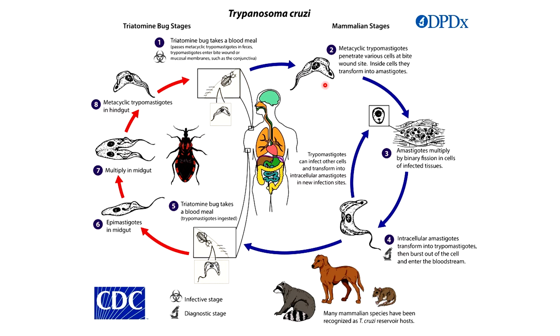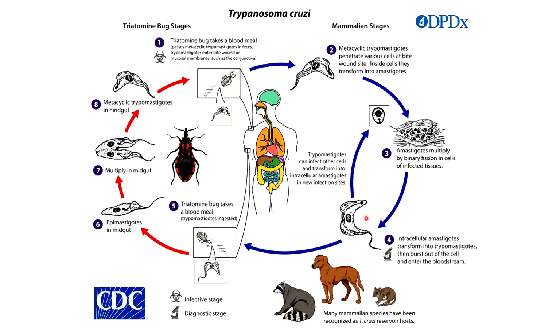Once the metacyclic trypomastigotes have entered the body through the wound site, they enter tissue cells. Once they enter those tissue cells, they transform into amastigotes. Here they are. They're these very small organisms. The amastigotes multiply by binary fission within tissue cells. Eventually the intracellular amastigotes, the amastigotes within cells, transform back into trypomastigotes once they mature enough. Then when enough of them have multiplied, they burst out of the cell and destroy the cell that they're inside of.